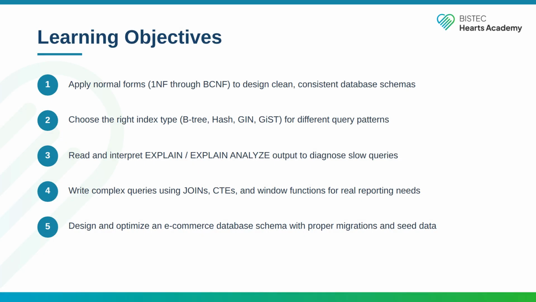5 concrete objectives for today. First, you'll learn to apply normal forms, 1NF through BCNF, to design clean, consistent schemas. This is the grammar of database design. Second, you'll learn when to use different index types. B-tree is the default, but there are times when hash, GIN, or GiST indexes are the right choice.